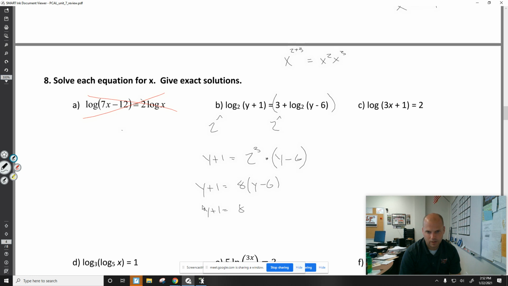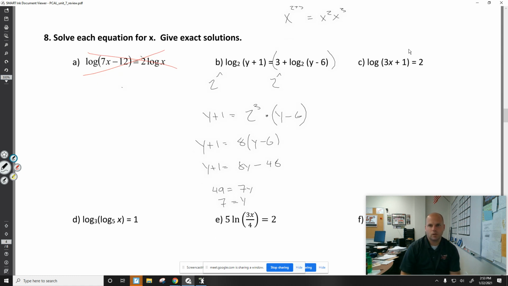Y plus 1 equals 8y minus 48. 6 times 8, 48. I haven't done that in a while. Subtract a y, I get 7y. Add 48, I get 49. 7 times 7 is 49. Log base 2 of 8 is 3. This is 1, 3. Yep.